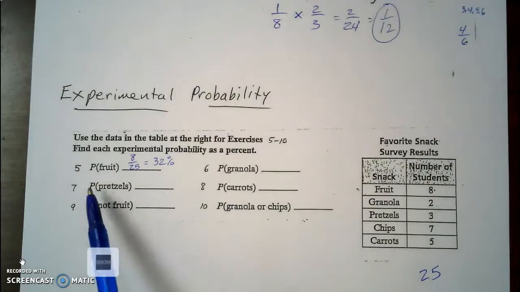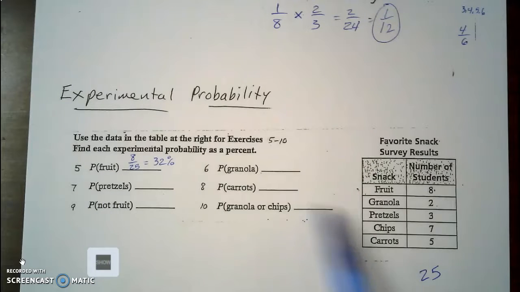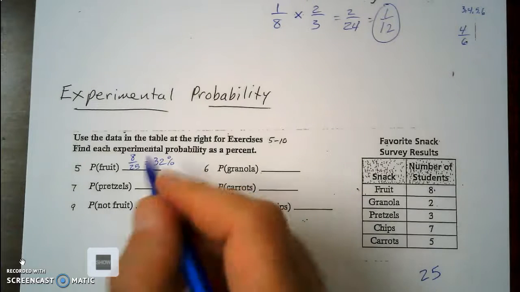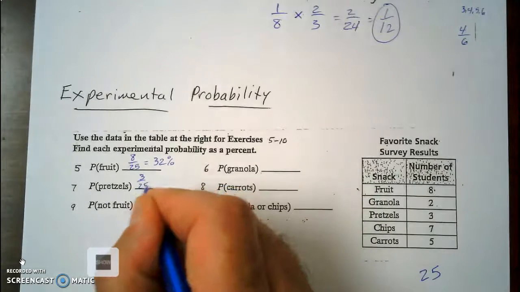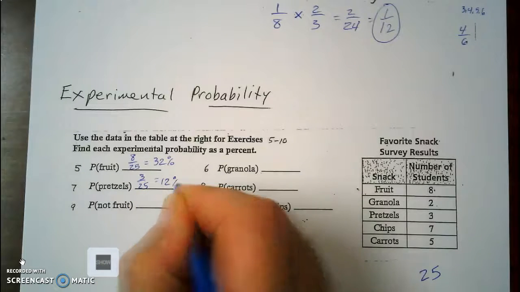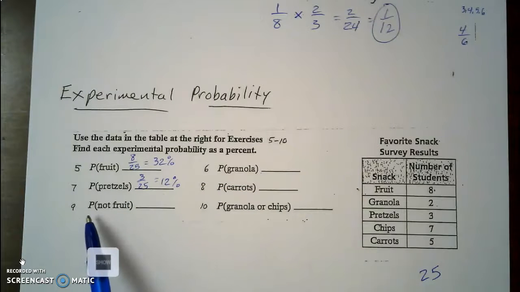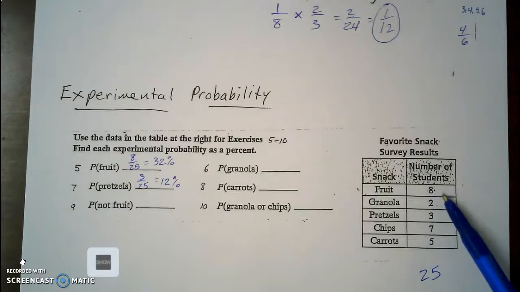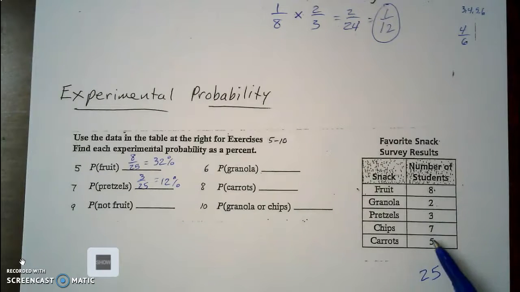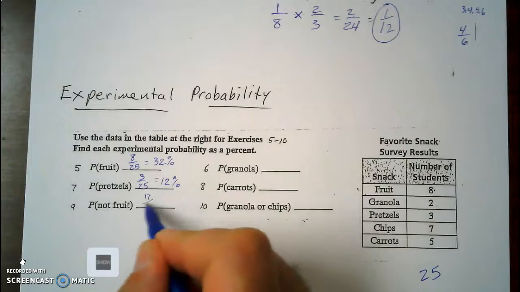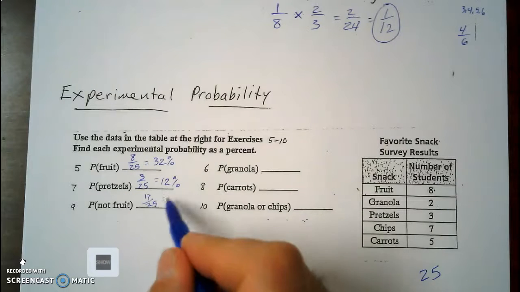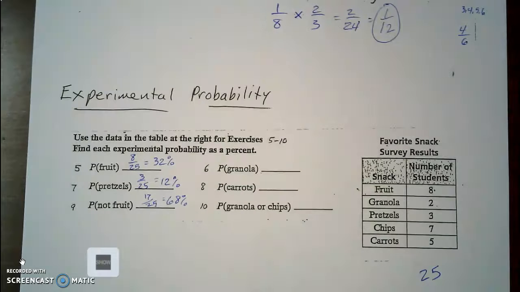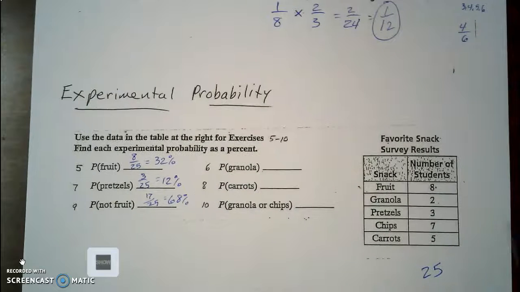Okay, probability someone said pretzels. You see what I'm doing now? 3 out of 25. That's 12%. Probability that they said something that was not fruit, well, if fruit is 8, everything else is 17, because 8 plus 17 is 25. And again, you change it to a percent. Moving on, you see what I'm doing? You can try these three, then I'll just show you the assignment.